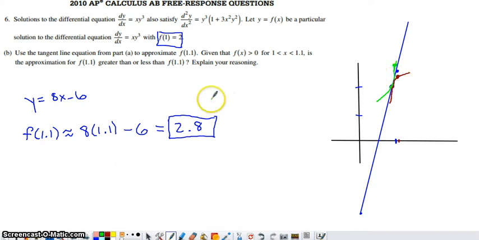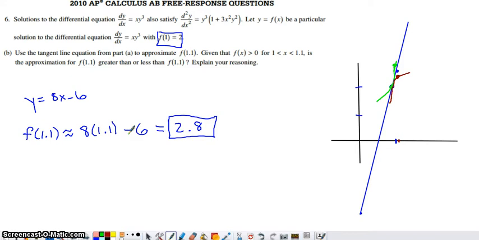Now if we look at the rest of part B, it wants us to try and decide if our approximation is greater or less than the actual value of f of 1.1. Well, if f of x looks like the green graph, f of 1.1 is above this, and so our approximation would be less than f of 1.1. But if our graph ends up looking like the red graph, the value of 2.8 would sit slightly above the function value at 1.1, and so we would have an overestimate, a value that's greater than f of 1.1.